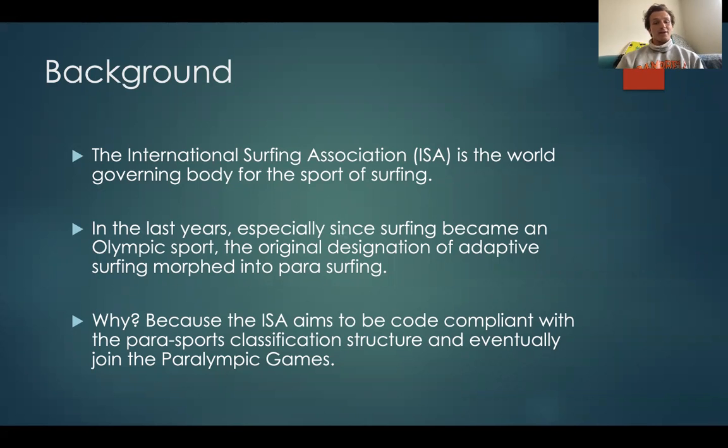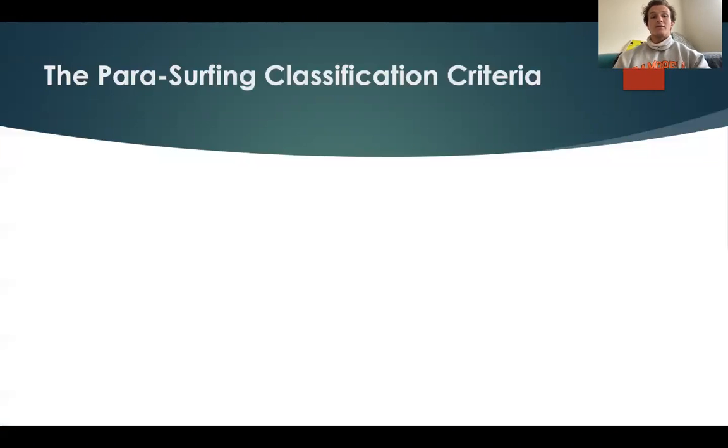Now, why is this the case? It's because the ISA aims to be a code compliant with the para sports classification structure and eventually join the Paralympic Games. So let's not waste any time and talk about certain classification criteria for para surfing.